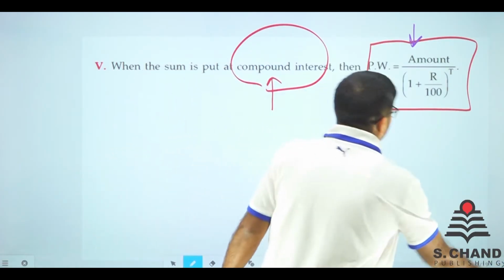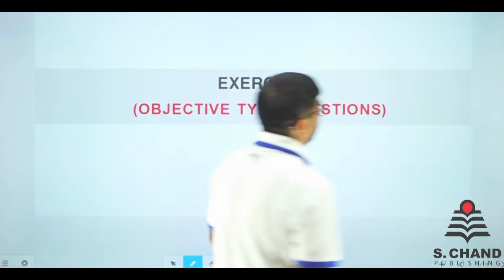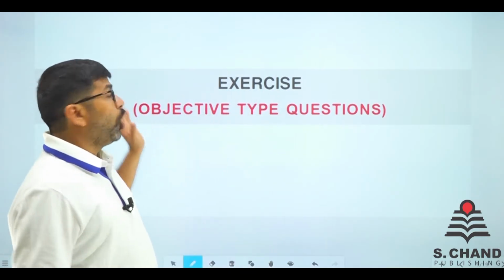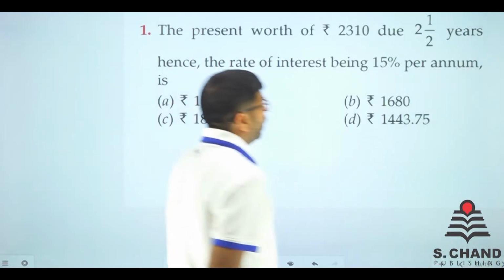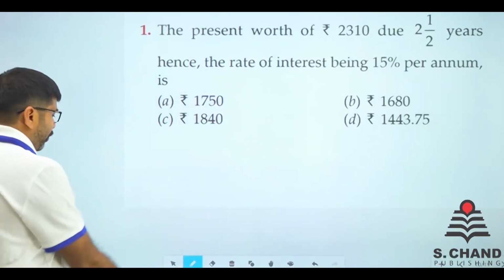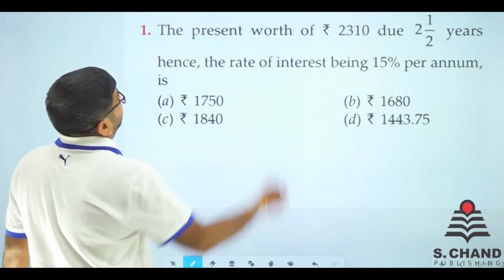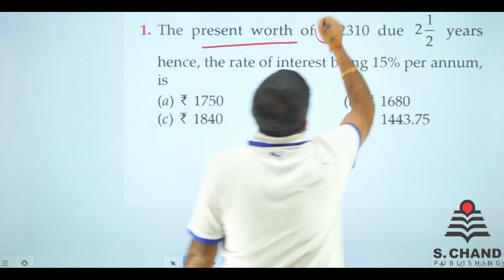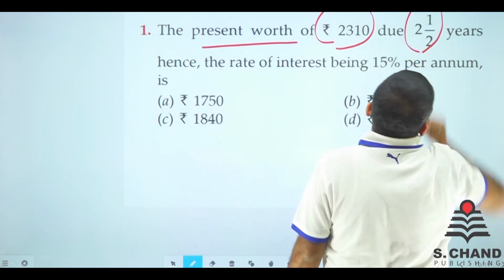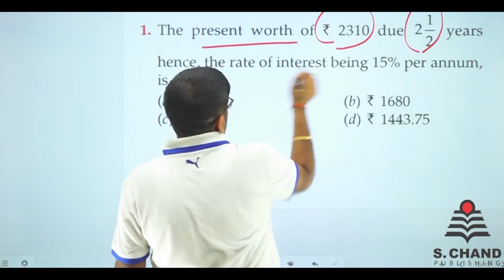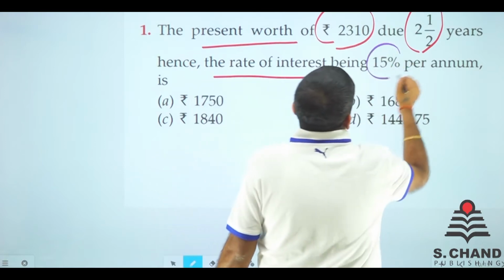Okay, so let's come to the question. Sorry. Let's come to the exercise part. There's one exercise, objective type questions. And here we go. Here is question number 1 for you all. The present worth, that is PW, is given as rupees 2,310. Due is 2.5 years. And the rate of interest is 15%.